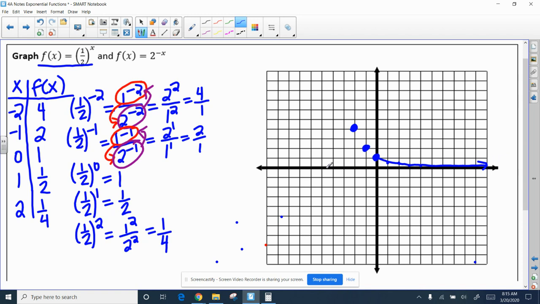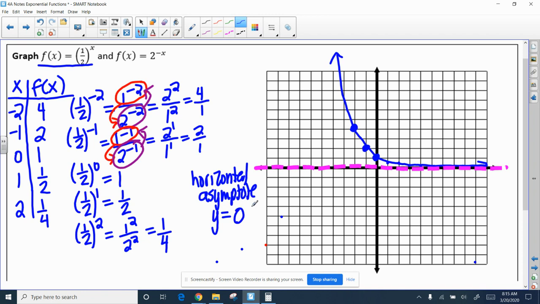Now as we go to the left, the outputs are getting bigger and bigger like this. So here is our exponential function. And so again, this also has a horizontal asymptote where the graph is getting closer and closer to that line, but not actually touching. So this time, the horizontal asymptote is y equals 0. So it's still the same line as before.